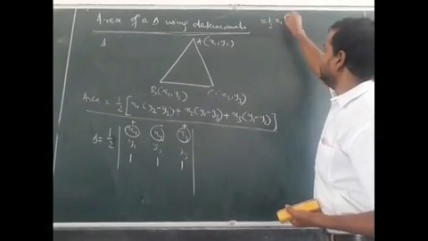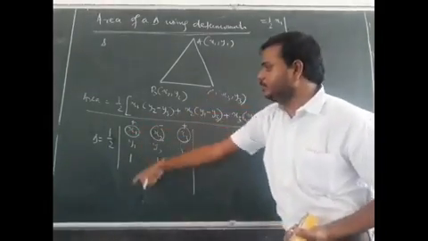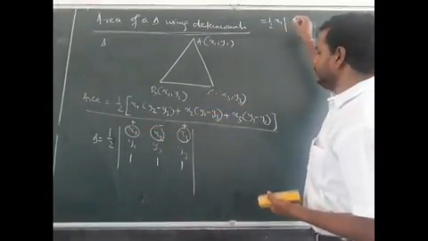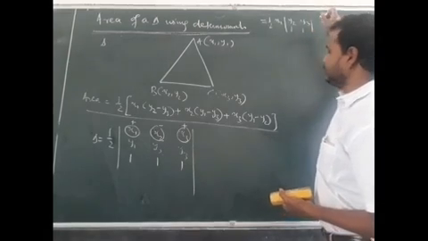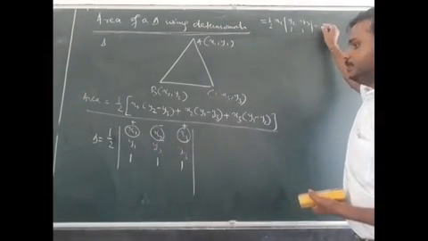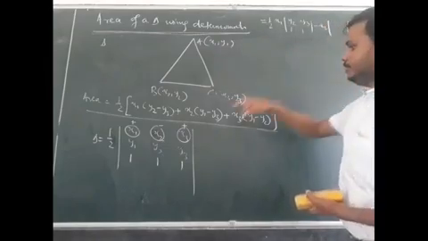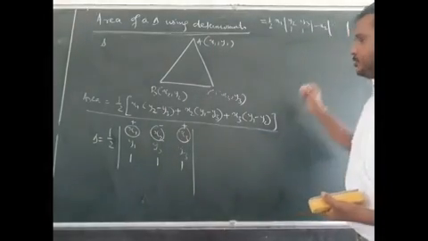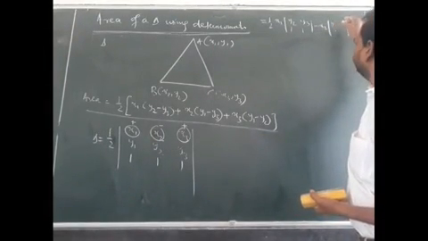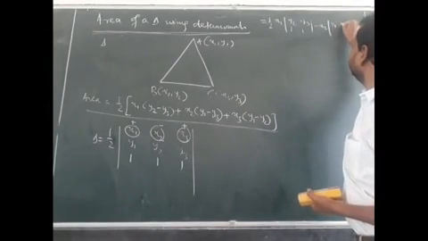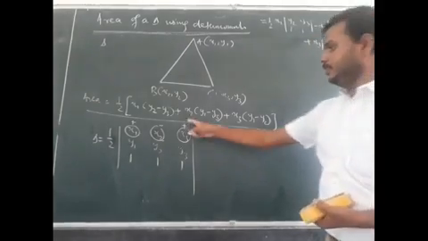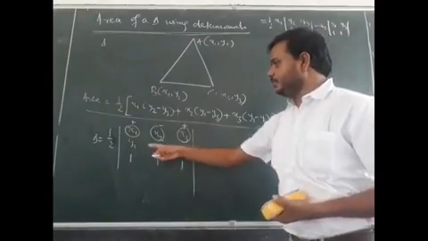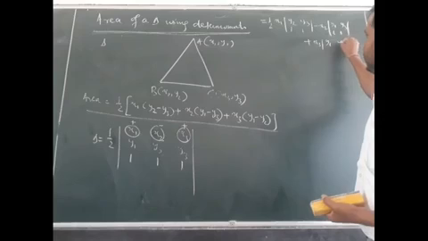Then I will write x1, then you remove the row and column containing x1. So what is left now? This is y2, y3, 1 and 1. Next, in place of plus it will be minus x2, and also you remove the row and column containing x2. This is y1, y3, 1 and 1, plus x3, remove the row and column containing x3, it will be y1, y2, then 1 and 1.